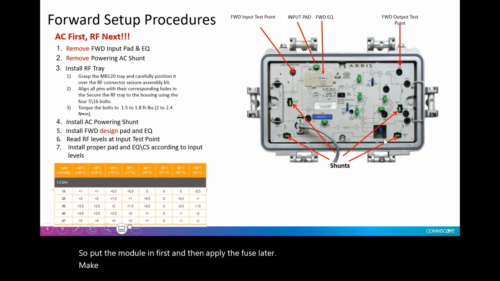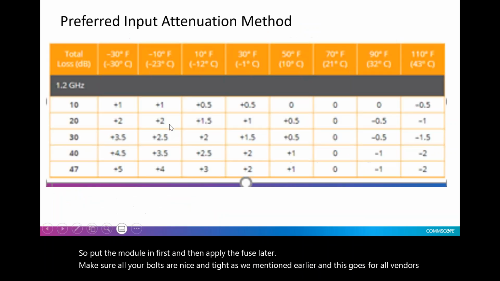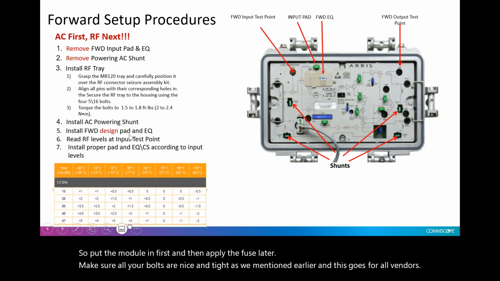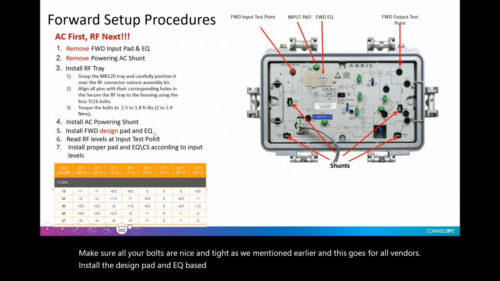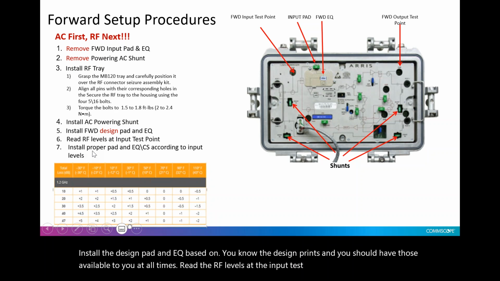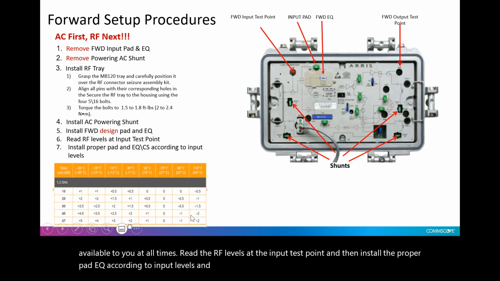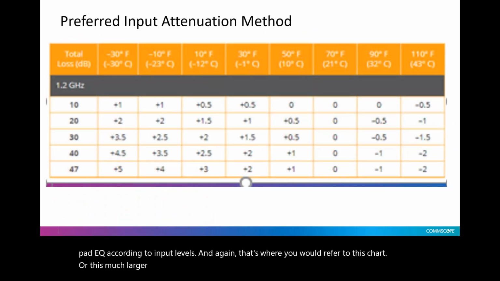Make sure all your bolts are nice and tight, as we mentioned earlier. And this goes for all vendors. Install the design pad and EQ based on the design prints, and you should have those available to you at all times. Read the RF levels at the input test point, and then install the proper pad and EQ according to input levels. And again, that's where you would refer to this chart, or this much larger chart here.